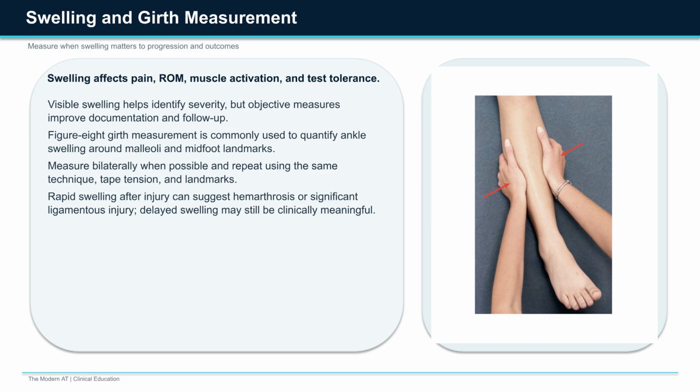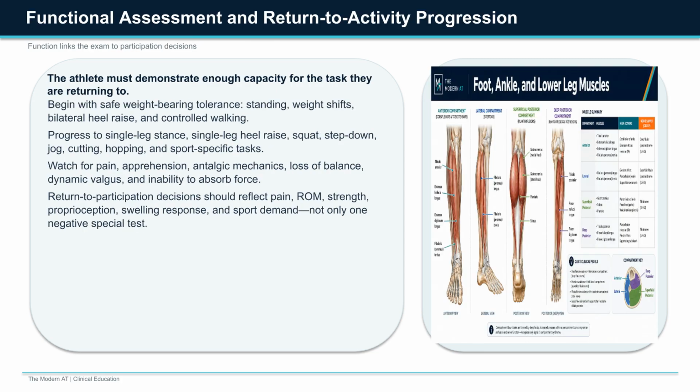Swelling affects pain, motion, muscle activation, balance, and test accuracy. Visual swelling helps with pattern recognition, but objective measurement improves follow-up. The figure 8 girth method is commonly used to quantify ankle swelling around the malleoli and midfoot landmarks. Measure both sides when possible and repeat with the same landmarks and tape tension. Rapid swelling can suggest more significant ligament injury or hemarthrosis, while delayed swelling can still affect progression and return to activity decisions.